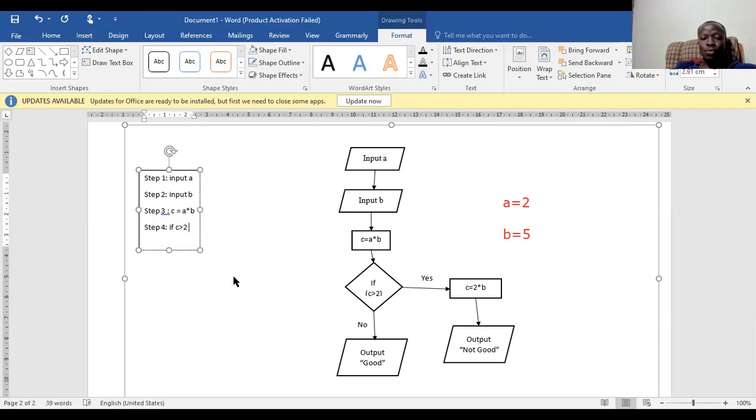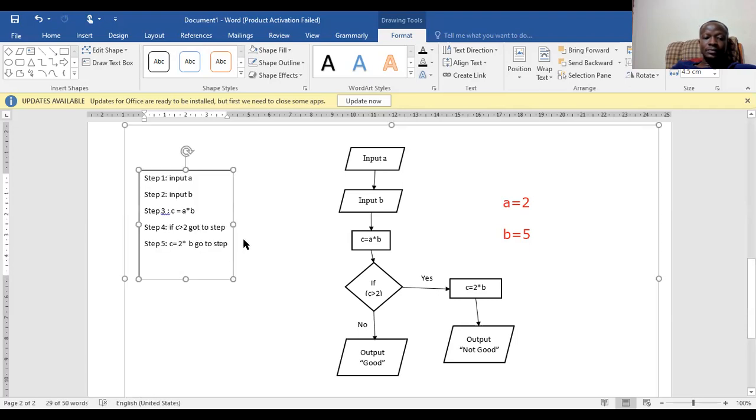If C is greater than 2, then we'll say go to step, and we intentionally leave it empty. We won't tell the step. Then we say step 5. Step 5, we will say C equal to 2 star B, go to step. Then we will specify the step, then we move on. Are you okay? Intentionally, we are not telling the computer which step to go to. We'll come back and tell it. Step 6.